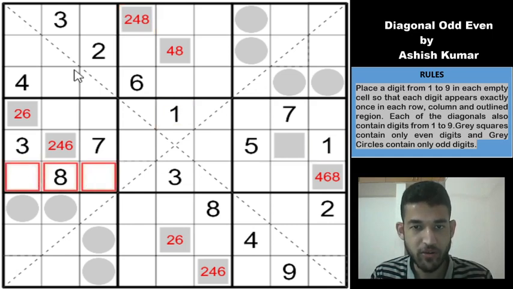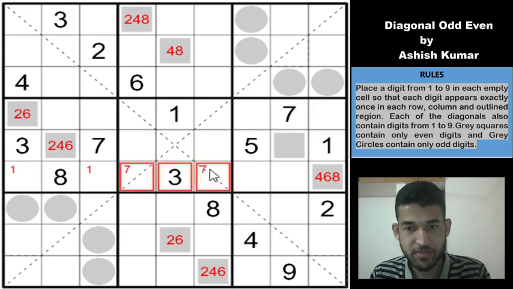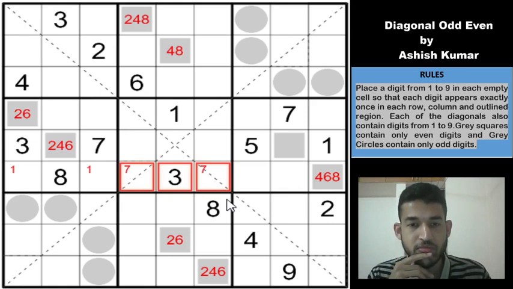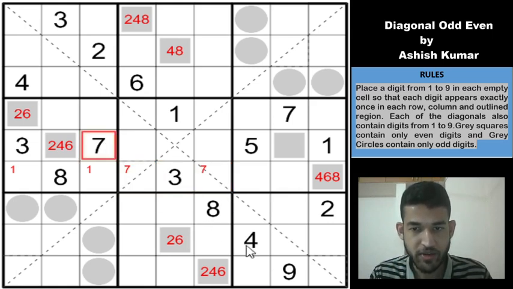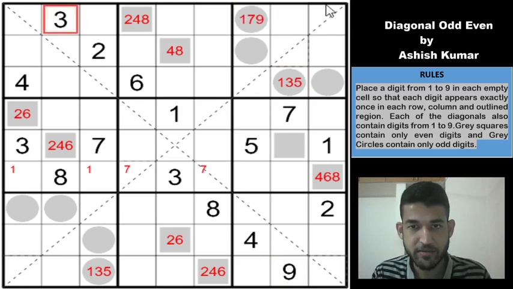So 1 must be in one of these cells, and because of the 7s, 7 must be in one of these cells. So there is a 7 and a 9 here, so we may write some odd digits too. So this must be 1, 3, 5. 7 and 9 can't go here. This must be 1, 3, 5. This can't be a 3 and a 5. So this must be 1, 7 and 9.